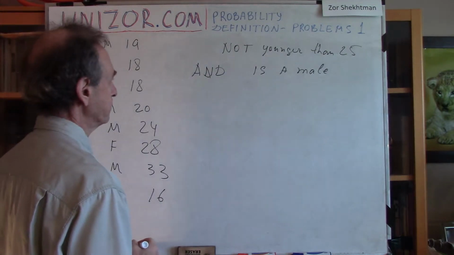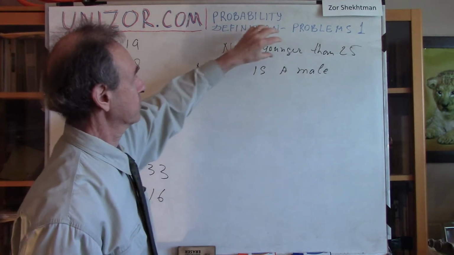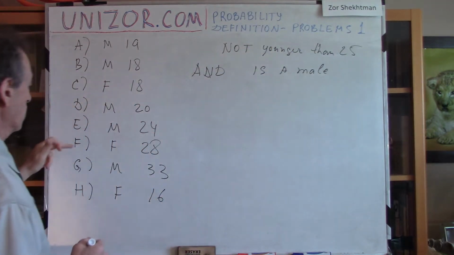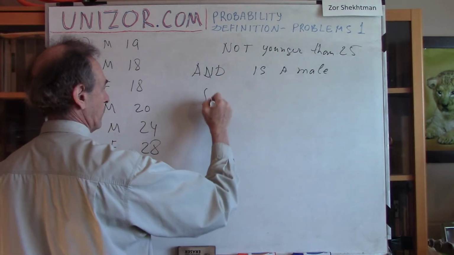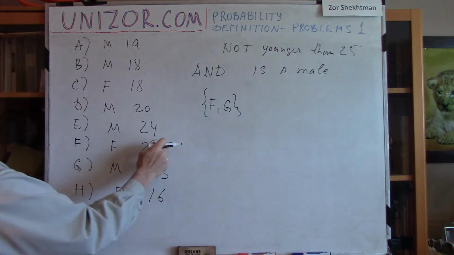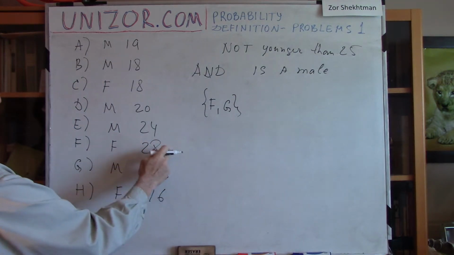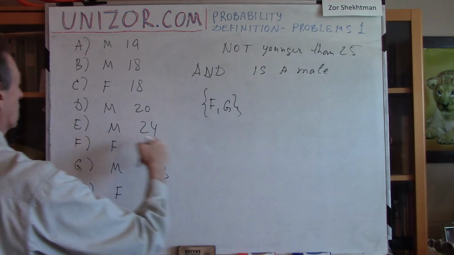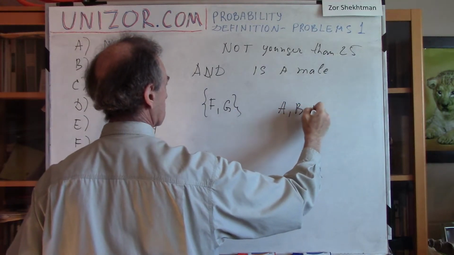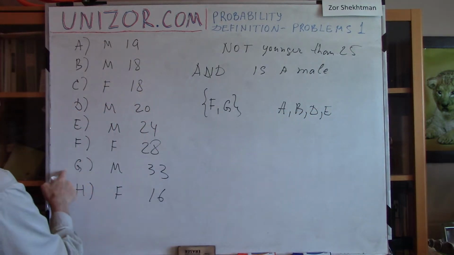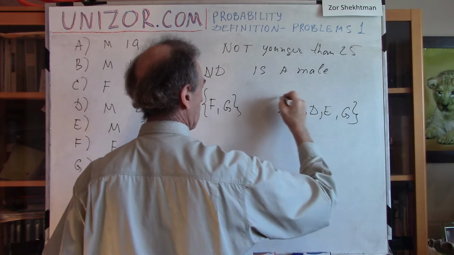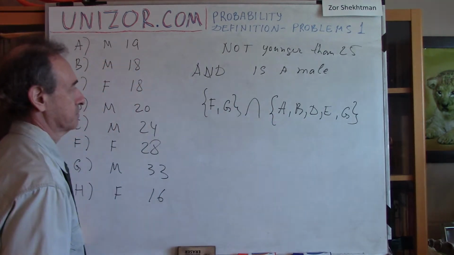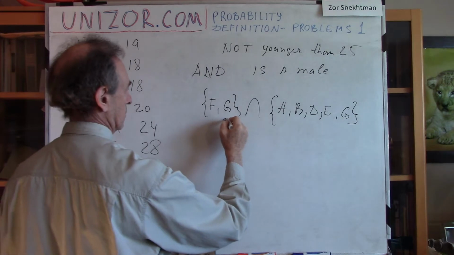Okay. We have to do exactly the same thing. We have to first find out the subset which represents this event, not younger than 25. And we already did this, it's F and G. These are both not younger than 25, 28 and 33, right? Now, males are A, B, D, E, and G. And we have to do an intersection between them. I see only G.